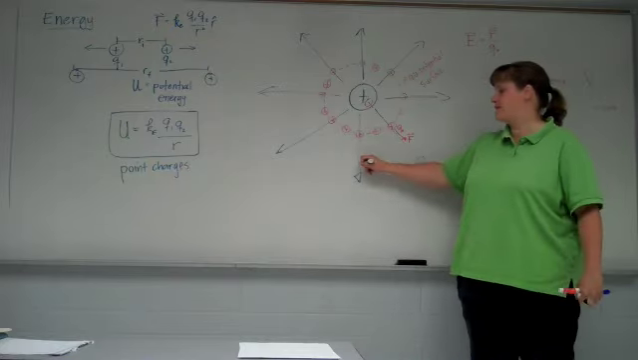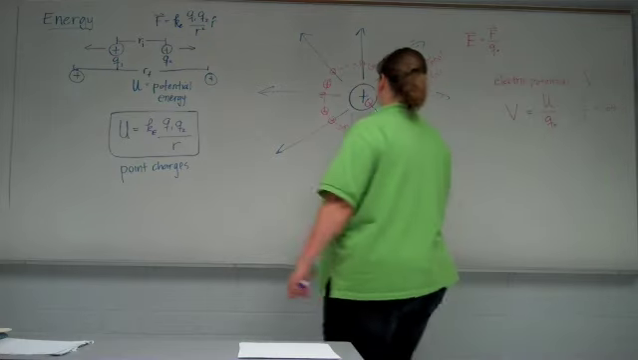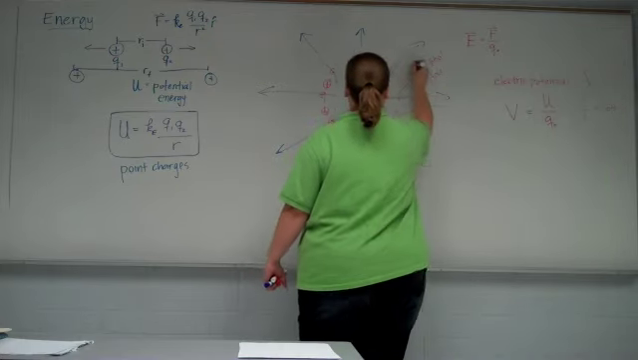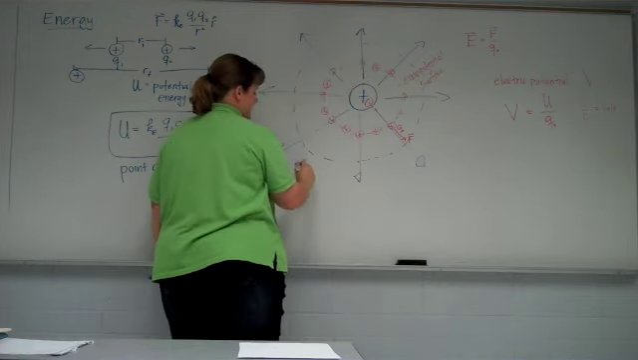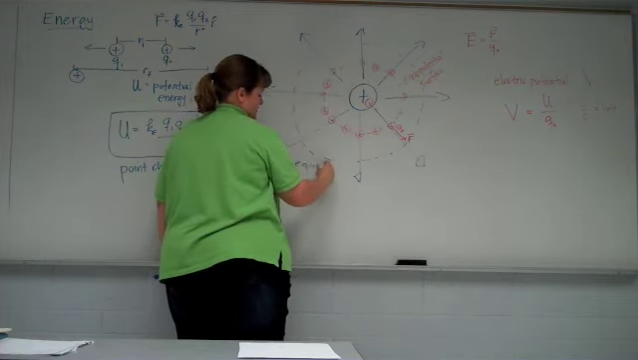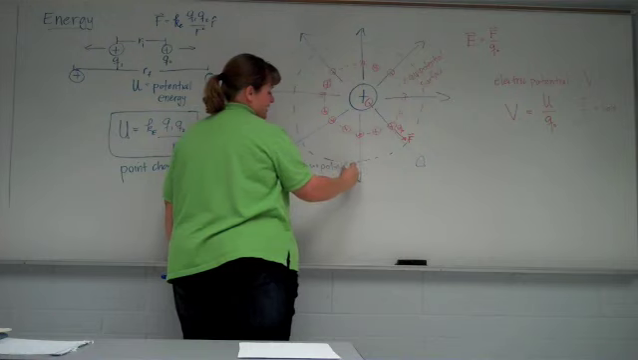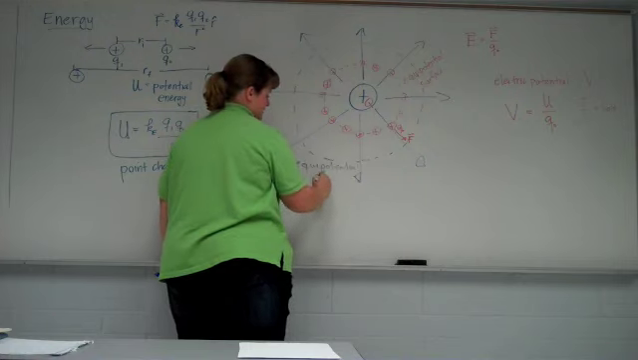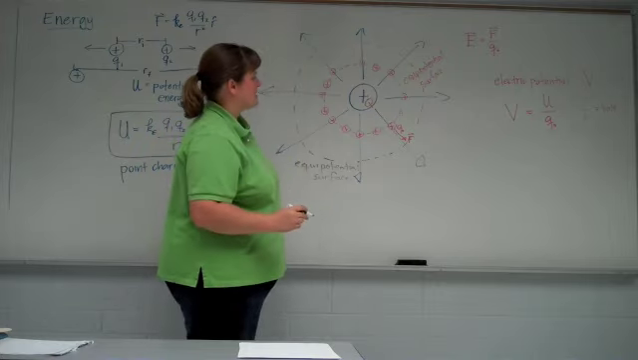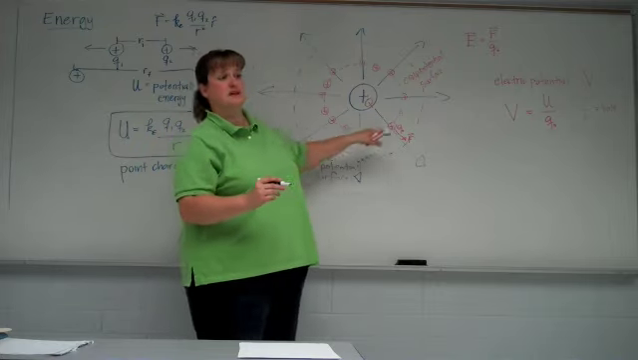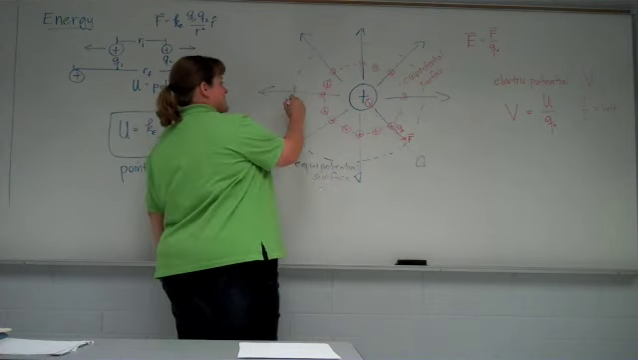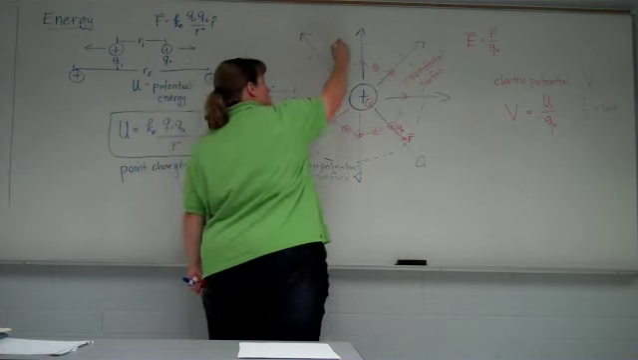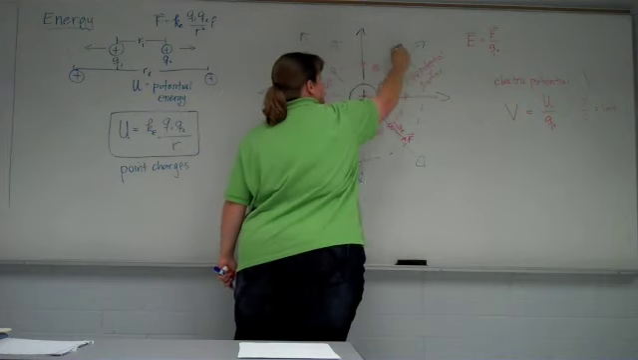If I come out further, this would be another equipotential surface. The potential is the same everywhere on that surface. Sorry, it's supposed to be round and centered on this guy. That means any charge I place anywhere on this surface will have the same potential.